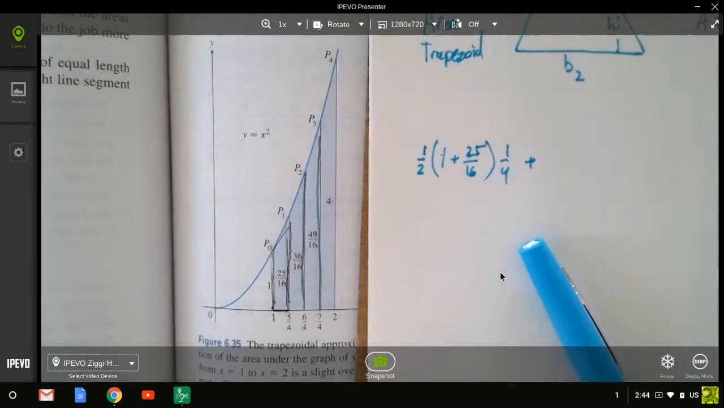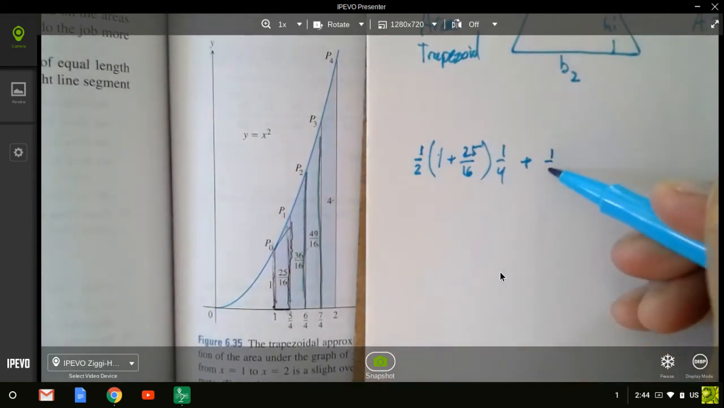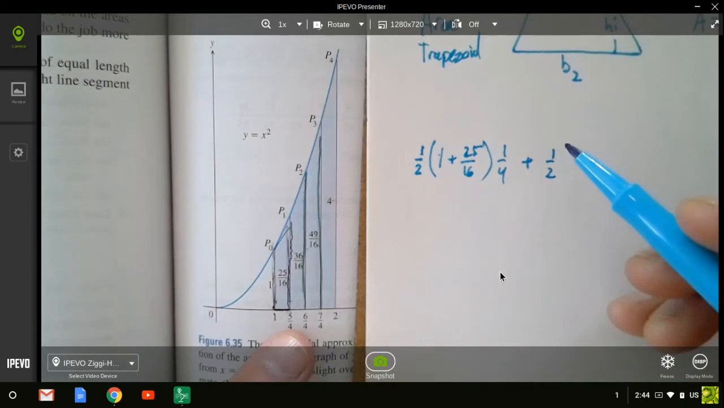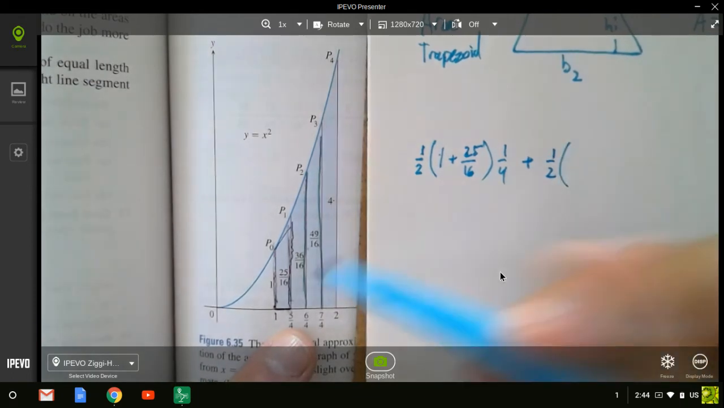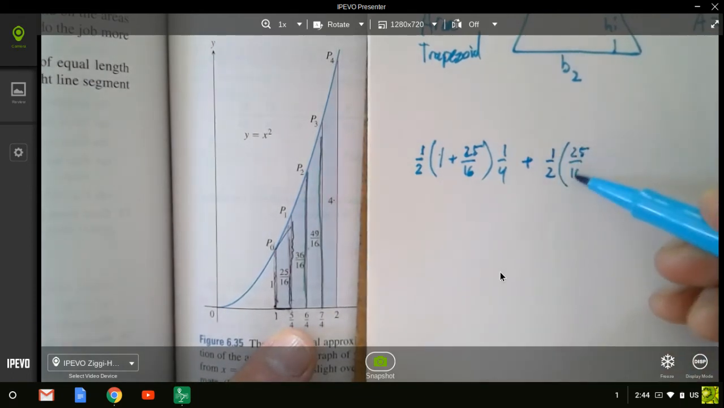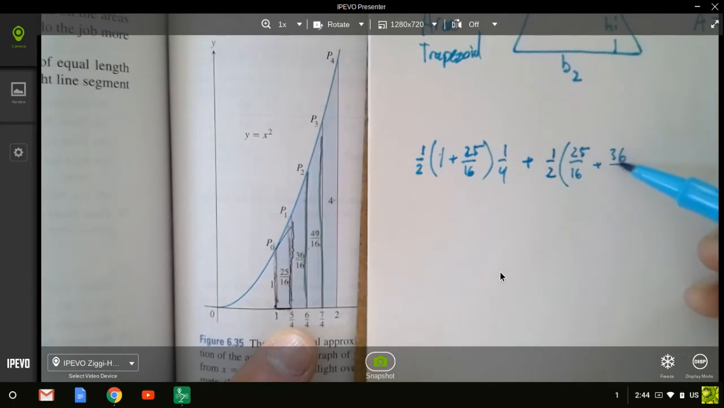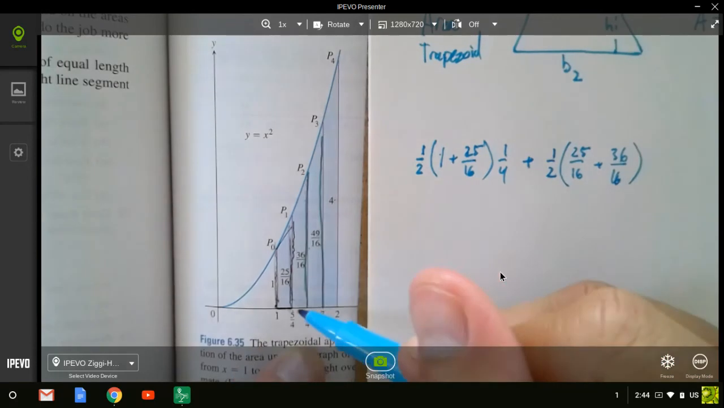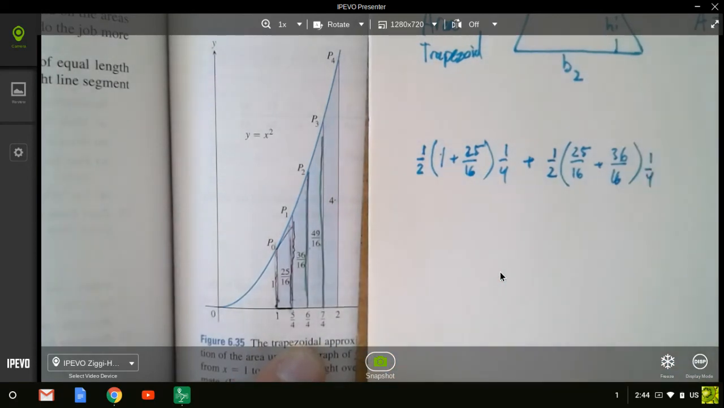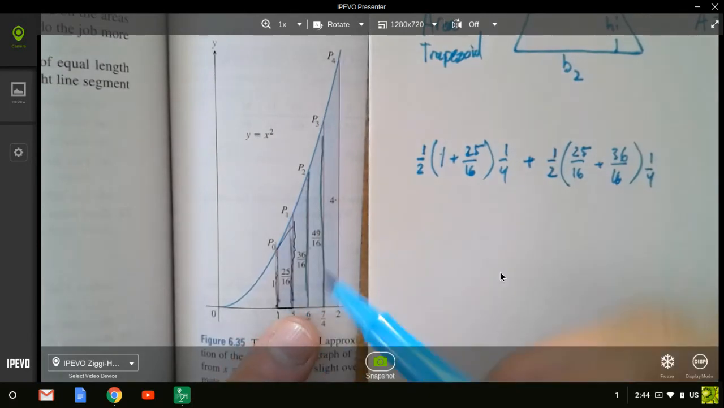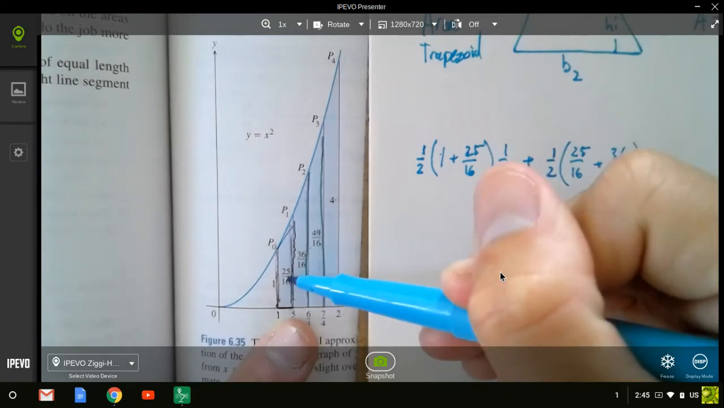Someone give me the area, or how to set up finding the area for the next trapezoid. The same way as we did the first one. Except inside the parentheses, it'd be 25 over 16 plus 36 over 16. And then again we still have to consider the height, which is again 1/4. So that's the area for the second trapezoid. We're adding the area of this trapezoid to the area of this trapezoid. So again, this is 25 over 16, this is 36 over 16.